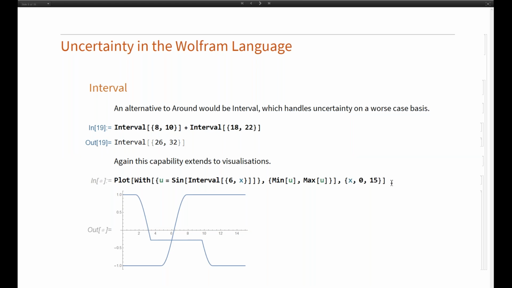Again, adding these things to visualizations is fairly simple. You just specify the interval as part of the calculation instead of just a single functional value.